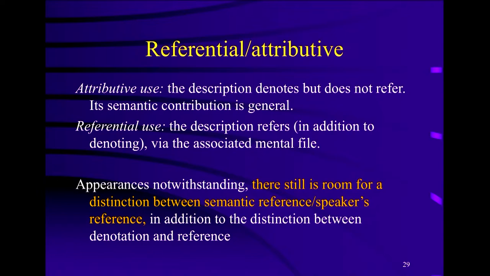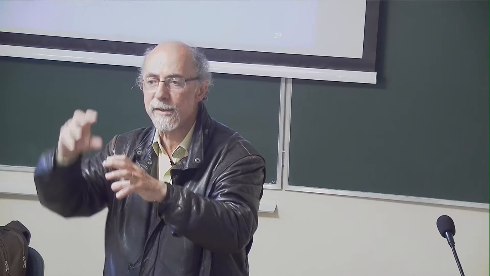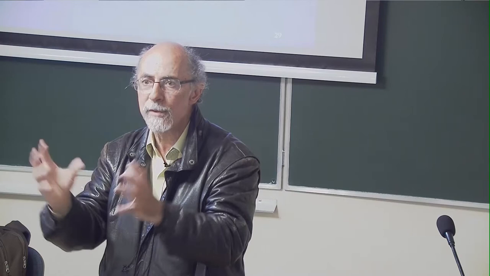So we may still have this distinction, but we must reinterpret it differently from the way the opponents do interpret it. That is, what I'm saying basically is that we can have both the distinction between denotation and reference, which is Donnellan's distinction, where reference is relational, is a matter of mental files, in contrast to denotation, which is satisfactional. We can have both this distinction and the distinction between semantic reference and speaker's reference, where what's characteristic of semantic reference is that the conditions encoded by the linguistic expressions are satisfied. So let me show you how this works.